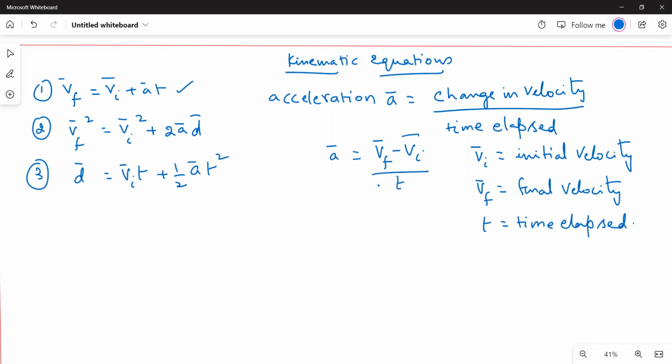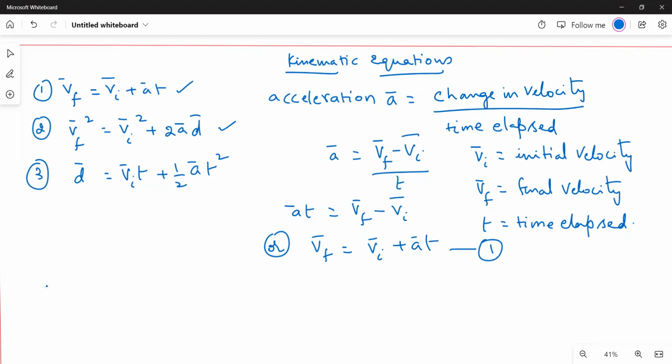And T is the time elapsed. Therefore, cross multiply this one. At is equal to Vf minus Vi, or Vf is equal to Vi plus At. This is the first kinematic equation. Now we have to derive the second kinematic equation from the displacement equation.